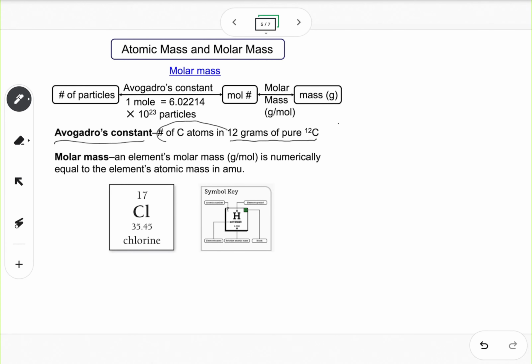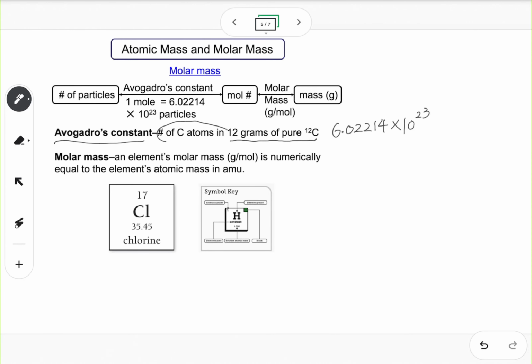So this is Avogadro's constant, 6.02214 times 10 to the 23. This is Avogadro's constant. As you notice, this number is huge, so it's not always easy to use this number all the time.